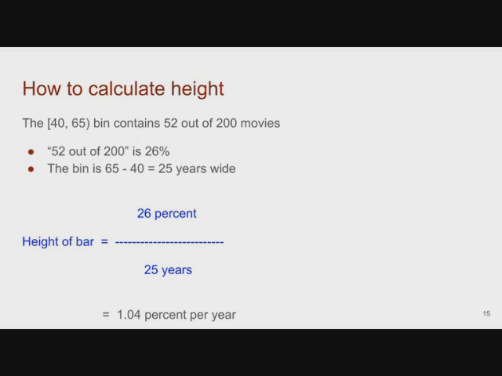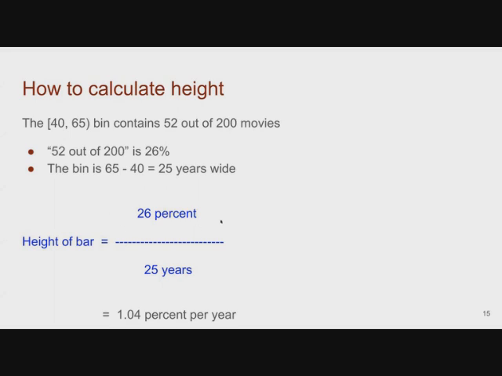So to calculate the height, we're going to take this 26% and divide it by the width of the bin. In this case, the width of the bin is 65 minus 40. That gives us 25 years wide. Okay, so the height of the bar, if we were plotting this out, and the good news is I'm walking you through the mechanics to show you what the histogram method does, but it will do all of this automatically for us. So we don't have to do all of these calculations, but it's good to know where these calculations come from.